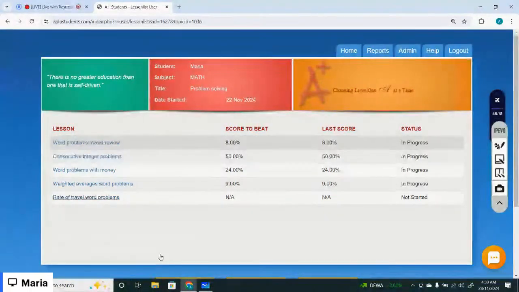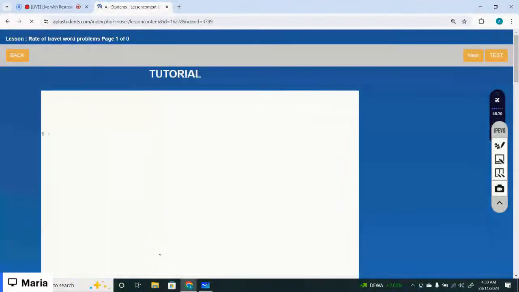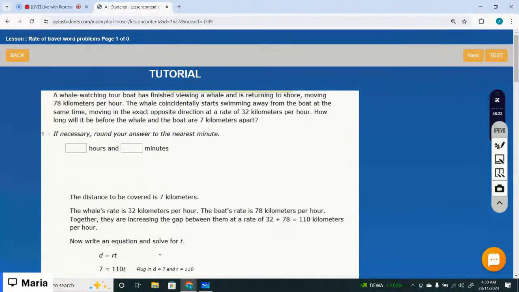The next lesson is rate of travel word problems. A whale watching tour boat has finished viewing a whale and is returning to shore, moving 78 kilometers per hour. The whale coincidentally started swimming away from the boat at the same time, moving in the exact opposite direction at a rate of 32 kilometers per hour. How long will it be before the whale and the boat are 7 kilometers apart?